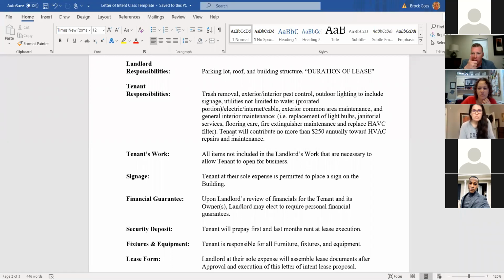Okay, awesome. All right, so tenant responsibilities. These are the things that you're going to identify that you are okay with being responsible for. Like, you're okay with paying the internet bill. You're okay with paying for interior pest control because you're going to want the bugs not to be in there when you want them done, right? Not when they want them done. Removing your trash, janitorial care, light bulbs, flooring care, taking care of the fire extinguisher, stuff like that.